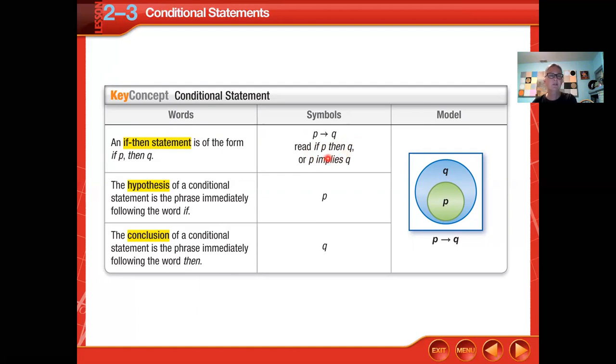So either one's okay. The hypothesis of a conditional statement is the phrase immediately following the word if. So if P, then Q, P would be the hypothesis. The conclusion of a conditional statement is the phrase immediately following the word then. If P, then Q. So Q would be the conclusion. This is how you can write it, and this is a model. So they're showing it as a Venn diagram. So P is within Q. So if P occurs, then Q has to occur. That's why, if that helps you to see it as a Venn diagram.